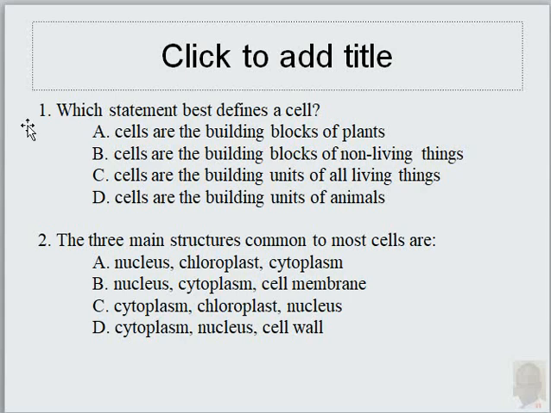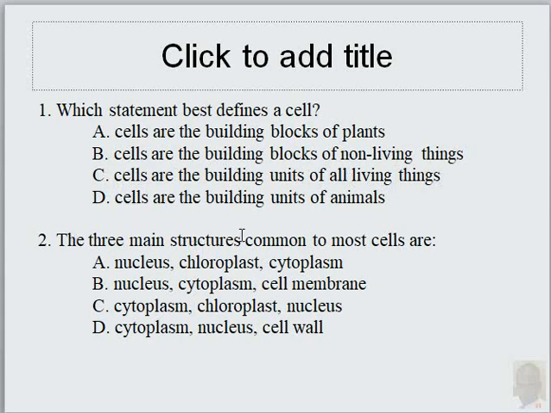Alright, some questions here. Which statement best describes a cell? A says cells are the building blocks of plants. Plants are not the only living things, so A would not be the answer. B says cells are the building blocks of non-living things. B would not be the answer because remember that cells deal with living things, not non-living things. C said cells are building units of all living things, which would be correct.